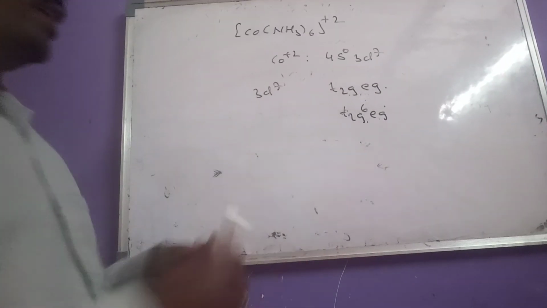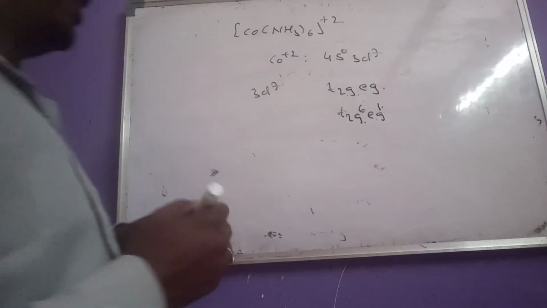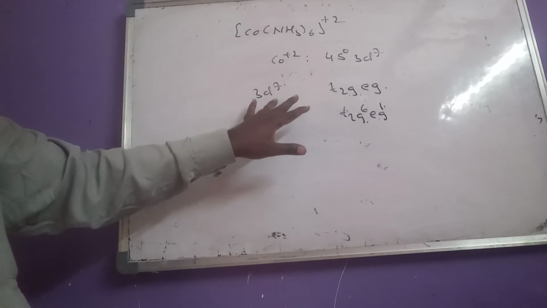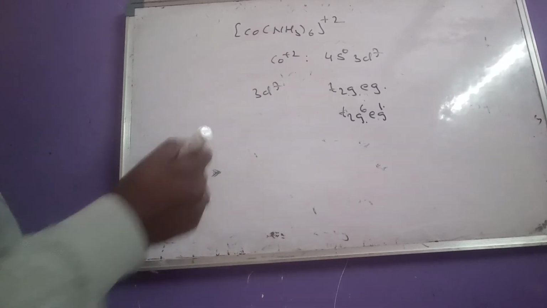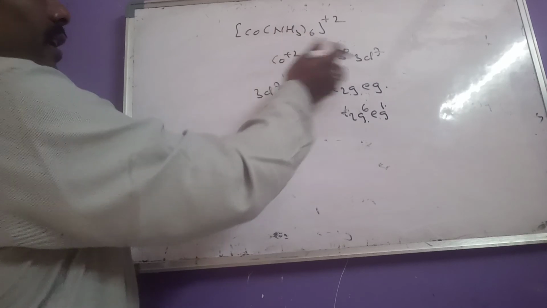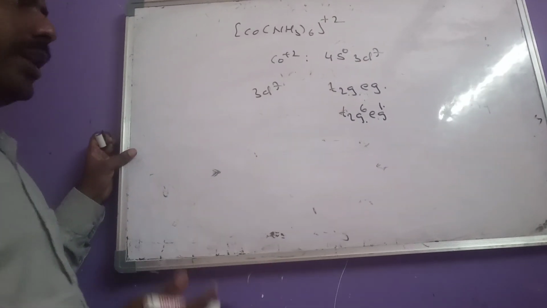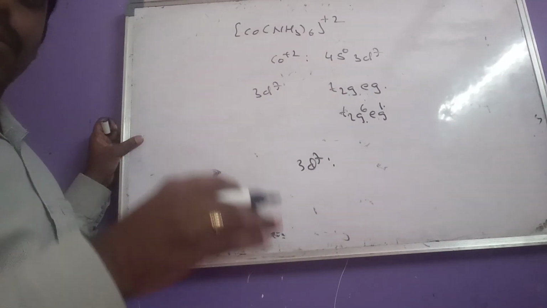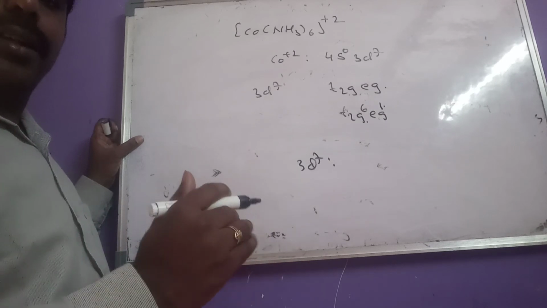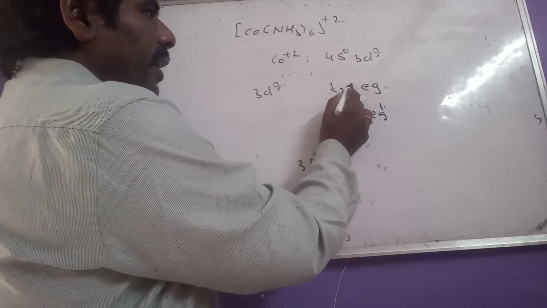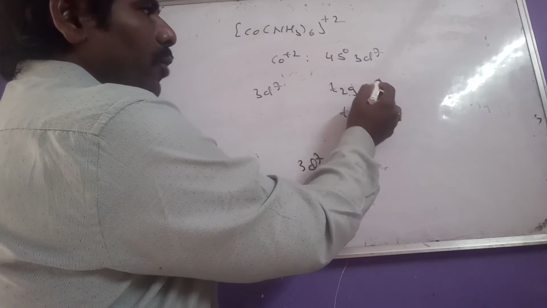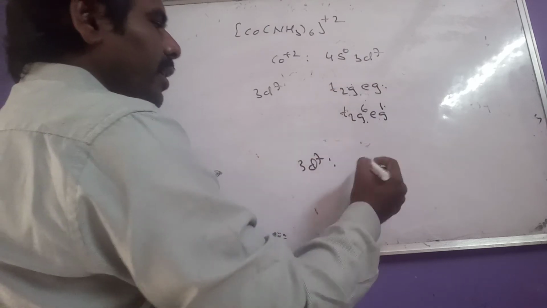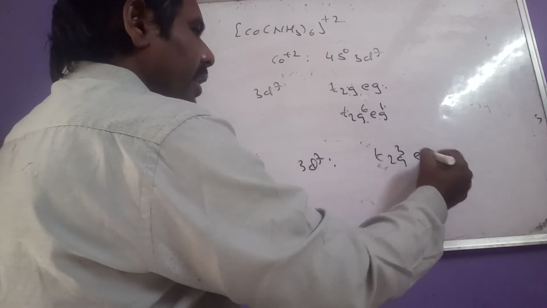Now this is the configuration: t2g6 eg1, for the 3d7 configuration. If instead of this strong ligand a weak ligand approached, then for the same 3d7 configuration we have to follow Hund's rule. That means first we fill 3 electrons in t2g, then 2 electrons in eg, then the remaining electrons should come into t2g. That means first t2g3, eg2.